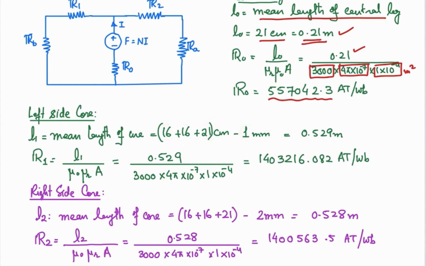That is the length of the core, and then we can find out the reluctance: length over mu naught mu r A. So length divided by mu r mu naught times the cross sectional area.